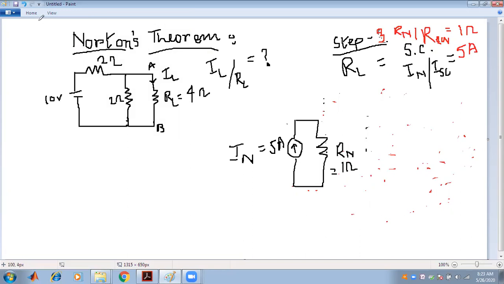Followed by our third step, we have to connect that particular resistance through which we have to measure the value of current with the help of Norton's theorem in parallel with the RN. This is called the RL, and RL is the 4 ohm. So IN and the RN are connected in parallel, followed by the resistance RL, through which we have to measure the current, connected in parallel with the RN. That is our third step.